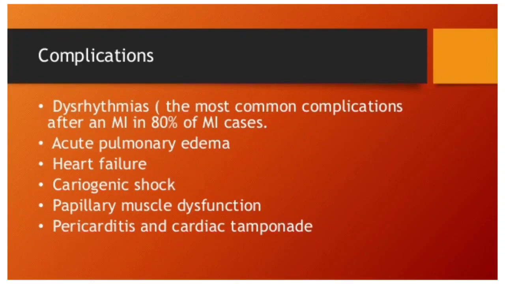Now, complications. Dysrhythmias, which means abnormal heart rhythms, acute pulmonary edema, heart failure, cardiogenic shock, papillary muscle dysfunction, pericarditis and cardiac tamponade. Cardiogenic shock means the heart suddenly can't pump enough blood to the demanded areas. It is called cardiogenic shock.